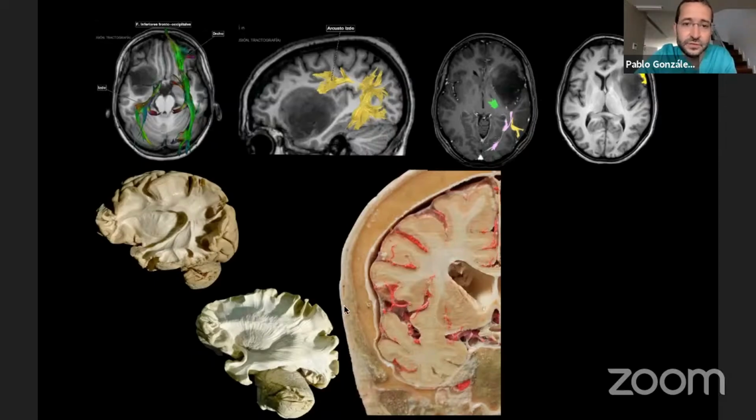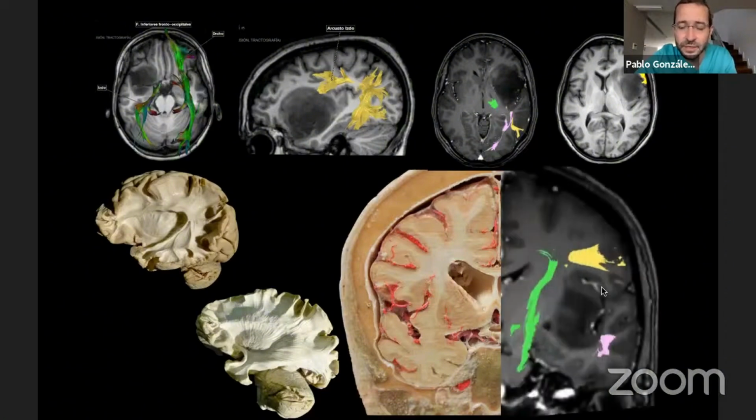Important issues to consider are the location of the fibers surrounding this tumor. So we have the arcuate posterior superiorly, and we have to imagine where the corticospinal tract is located. In yellow, we have the arcuate, and here we have the IFOF, which is really important, especially in the dominant hemisphere for language purposes.